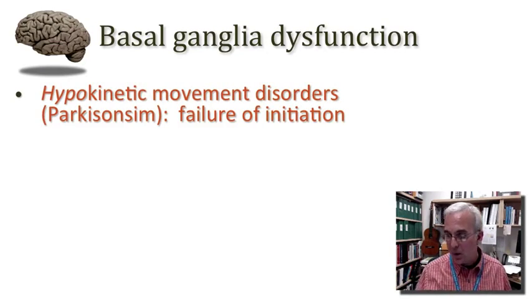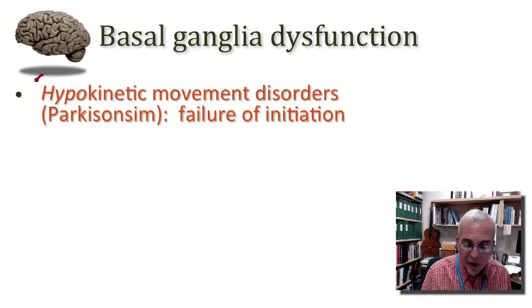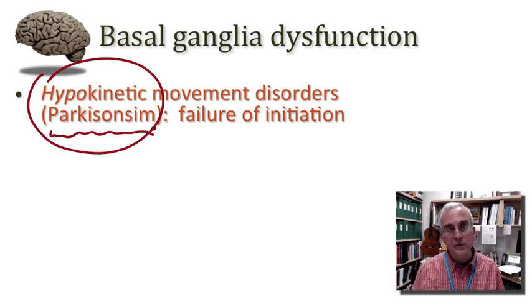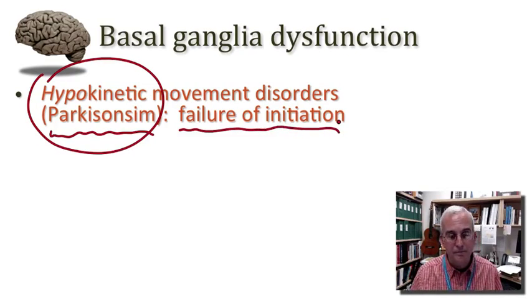As you'll come to see, we will recognize a category of movement disorder where the problem is not enough movement. We call these hypokinetic movement disorders. And the chief representative in this category would be Parkinsonism. And we'll come to understand Parkinsonism as primarily a failure to initiate voluntary movement. Of course, there is much more to this clinical picture than just this, but for our purposes, focusing on the role of the basal ganglia, Parkinsonism is a failure of initiation.